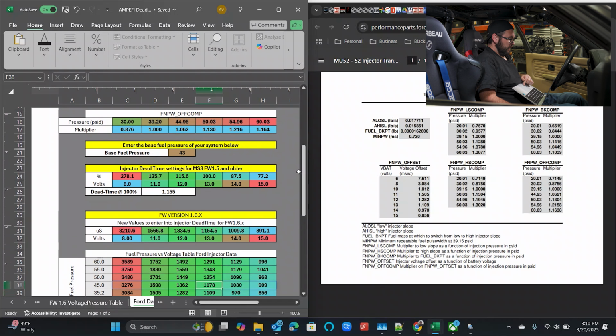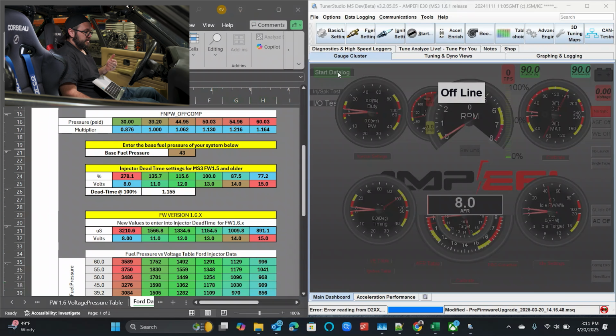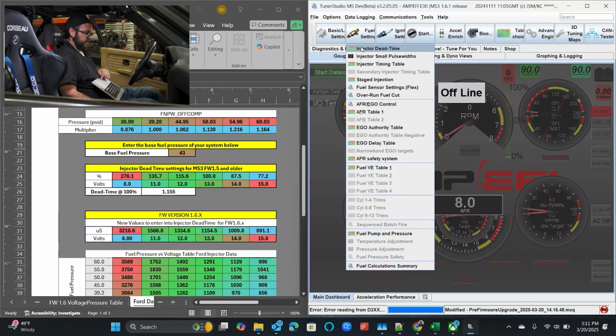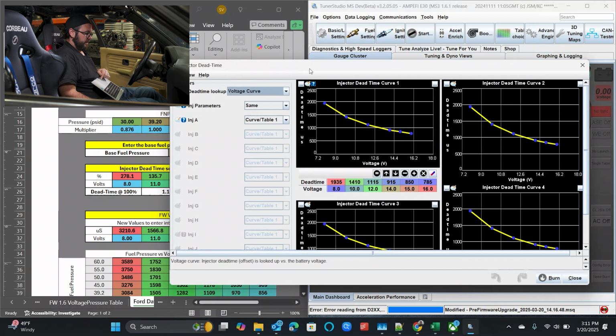All right. And the only thing left to do now is to take this data and put it in the ECU. So what I've done is I've replaced the data sheet with the software here. Now we're going to go to fuel. I'm going to pull up our injector dead times.